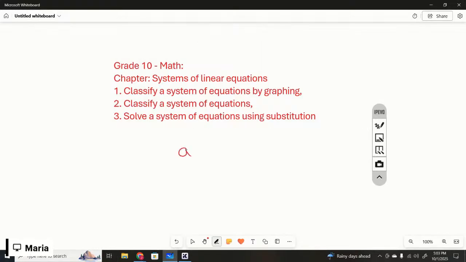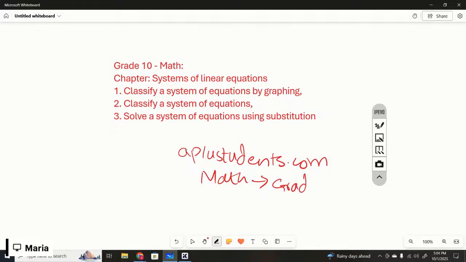You can find all the lessons on aplusstudents.com. You have to log in there using your email address and the password provided by the administrator. Then you have to select math from the subject tab, scroll down to grade 10 math, and then click on view all lessons. There you can find a list of the chapters.